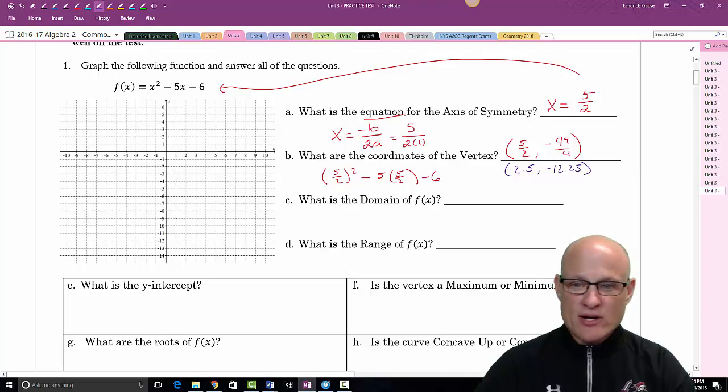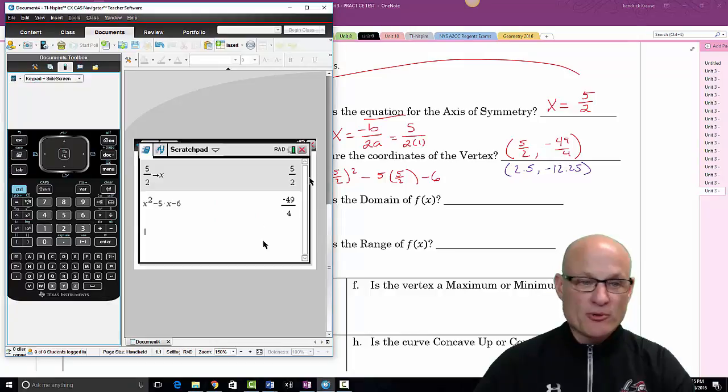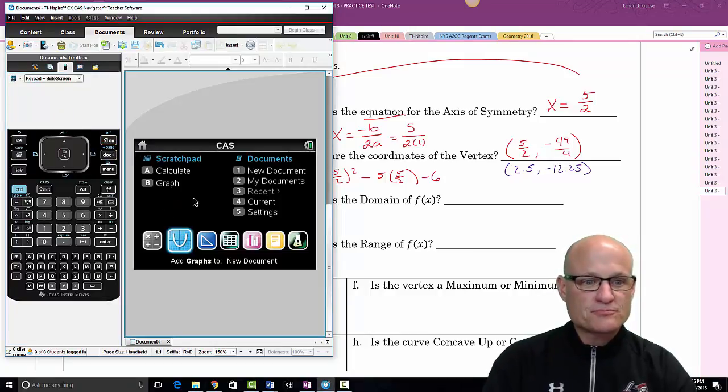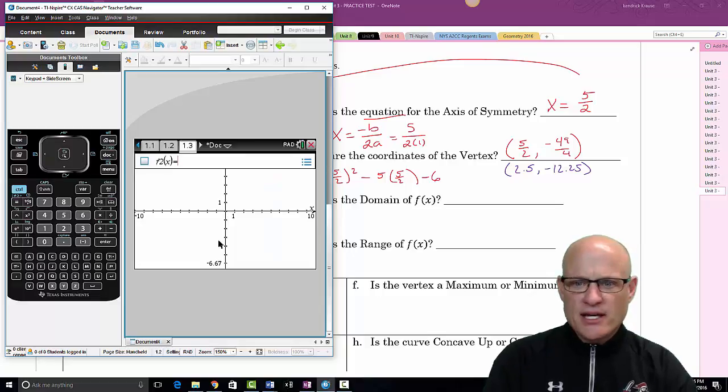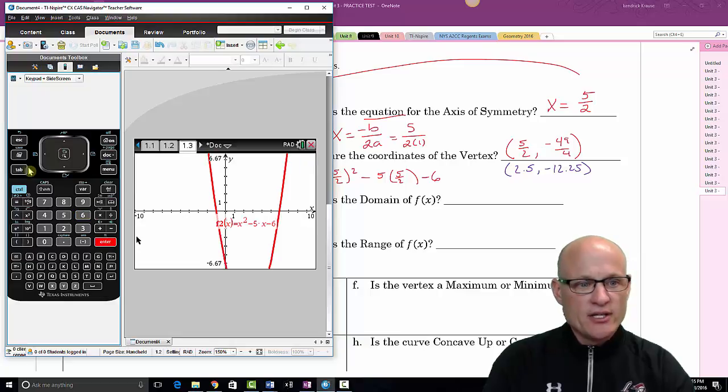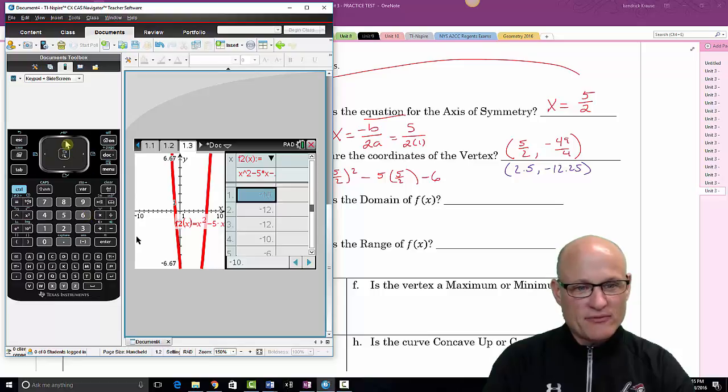So I know I got to graph that point, 2.5, negative 12.25, so right around here. But I don't know what the other points are. I mean, I probably do, but I probably don't. So I'm going to go graph this. And it's x squared minus 5x minus 6, graph, there it is. I don't really care what that looks like. I'm just going to go right to the table. Take a look at these things and see what I can graph.